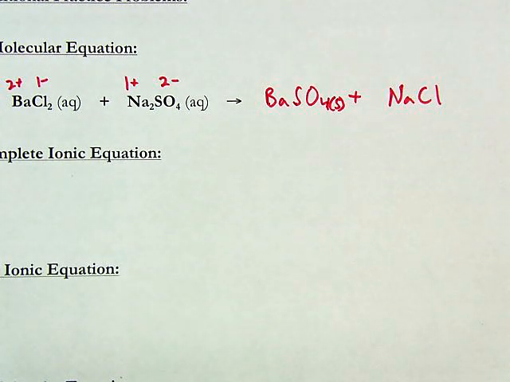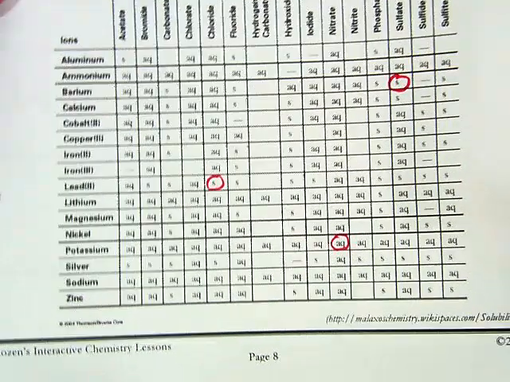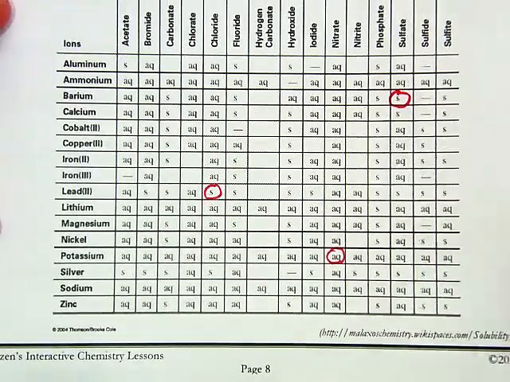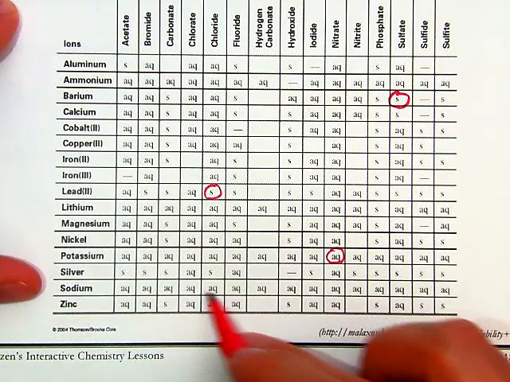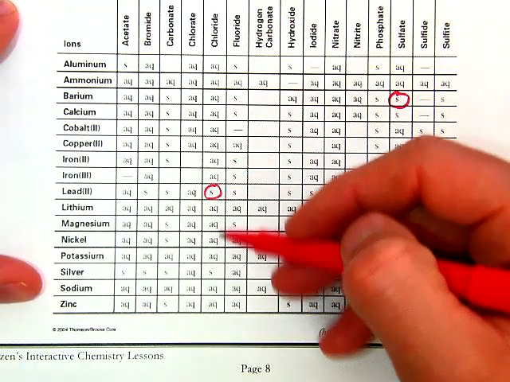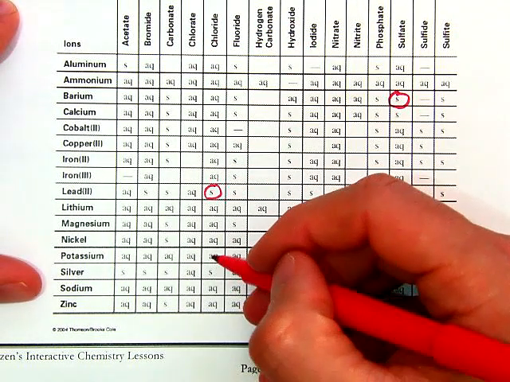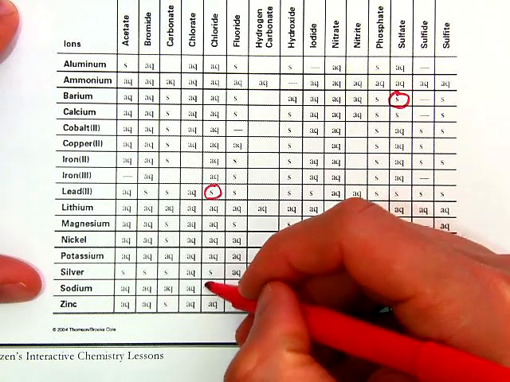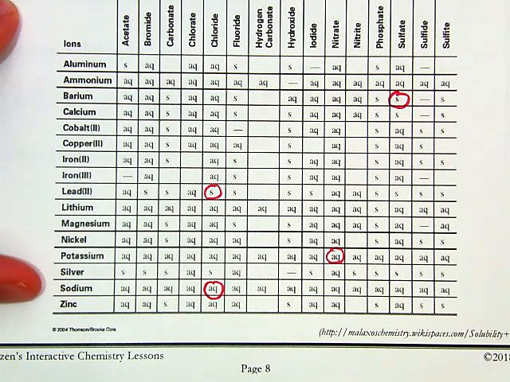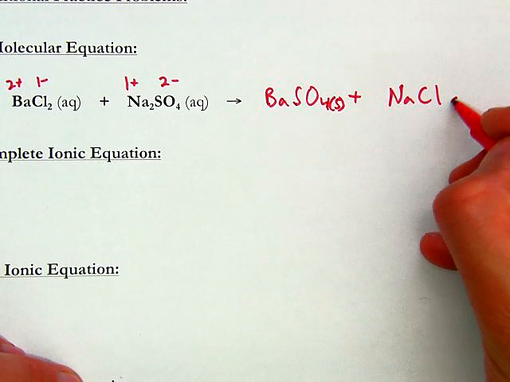NaCl is table salt. You're probably aware that it will dissolve in water. Sodium and chloride. This one's chloride. There we are. AQ. So NaCl will be AQ.